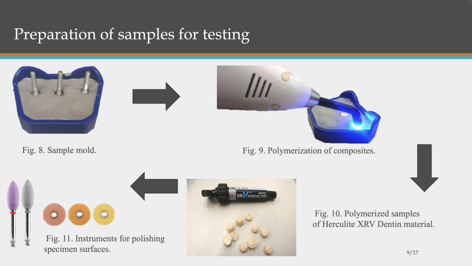The mass was transferred into a mold in which the shape of the samples was imprinted with metal screws, figure 8. The composite materials from syringes were applied to the cavities created by the screw heads, and then the composite materials were polymerized using a LED lamp, figure 9. 15 specimens for each composite material were made in this way.